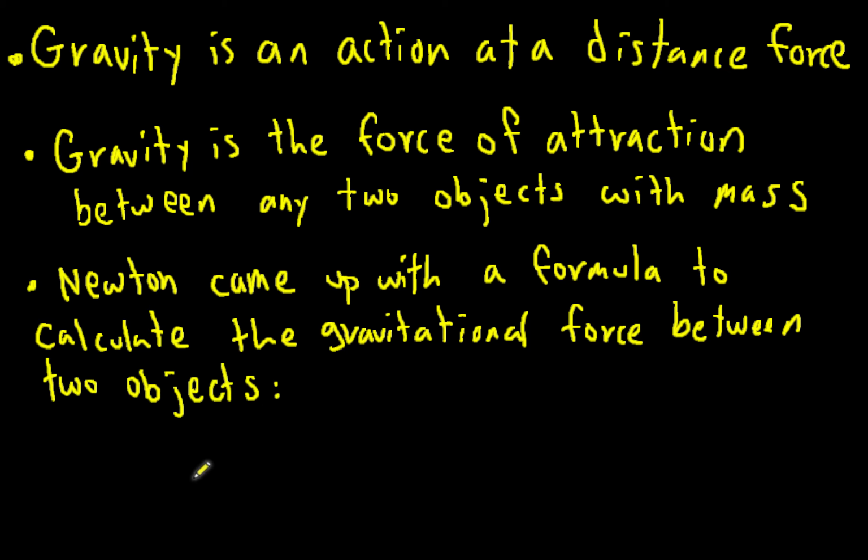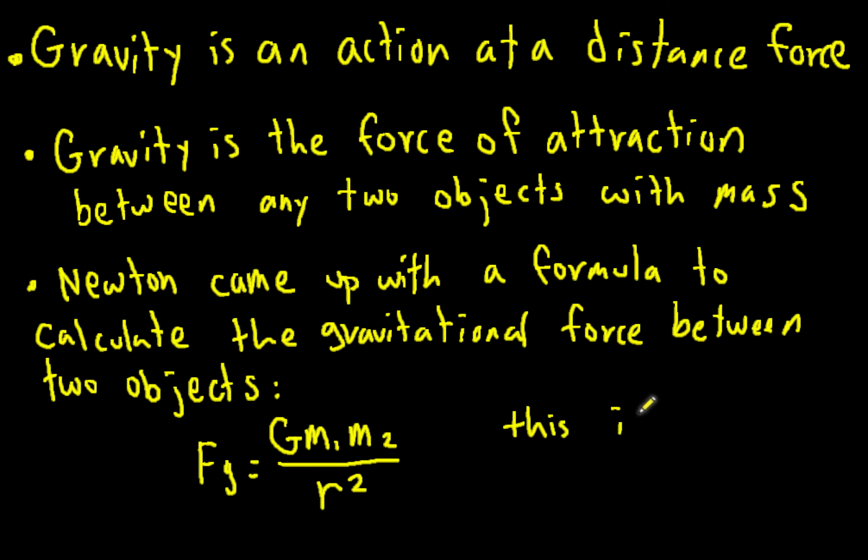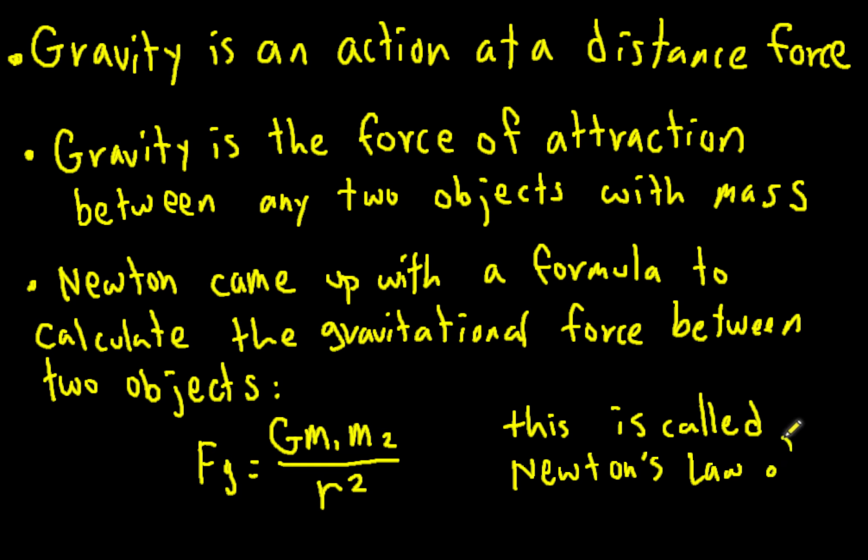The formula is Fg equals capital G m1 m2 divided by r squared. We'll talk about what each of these pieces are in a minute, but it's important to know that this is called Newton's Law of Universal Gravitation, and it's one of his most famous works.